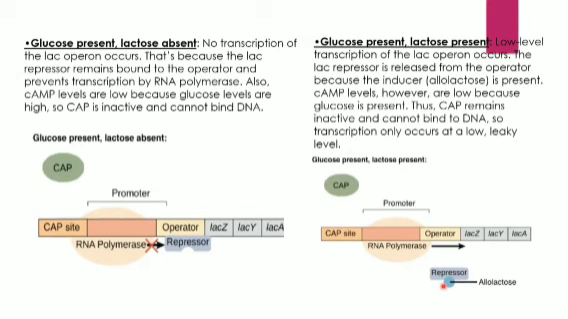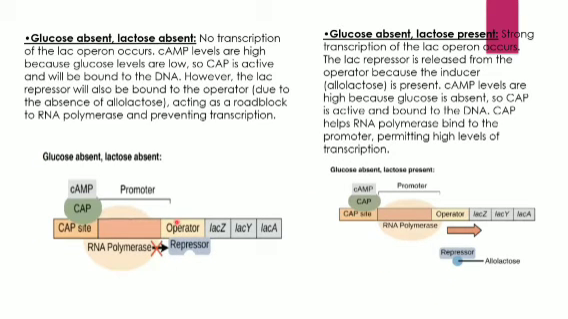Next one is glucose absent, lactose absent, both are absent. No transcription occurs. Cyclic AMP levels are high because glucose levels are low, so CAP is active and will be bound to DNA. However, the lac repressor will also be bound to the operator, acting as a roadblock to RNA polymerase and preventing transcription. This is the image.